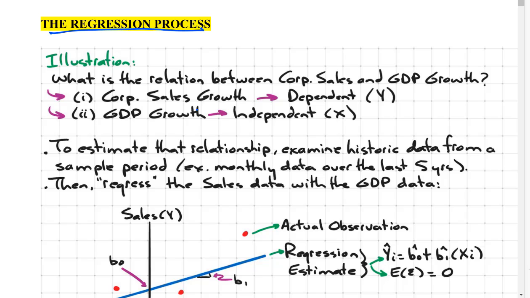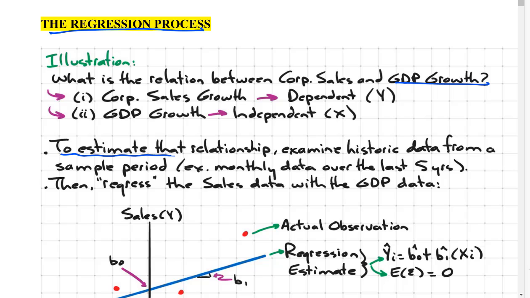the regression process, let's have a look at an illustration. Suppose we want to know what the relationship is between corporate sales and GDP growth. In this illustration, therefore, corporate sales would be the dependent variable and GDP growth would be the independent variable. In other words, GDP growth determines what happens to corporate sales. And that kind of makes sense, right? So if the economy is expanding, corporate sales generally go up.